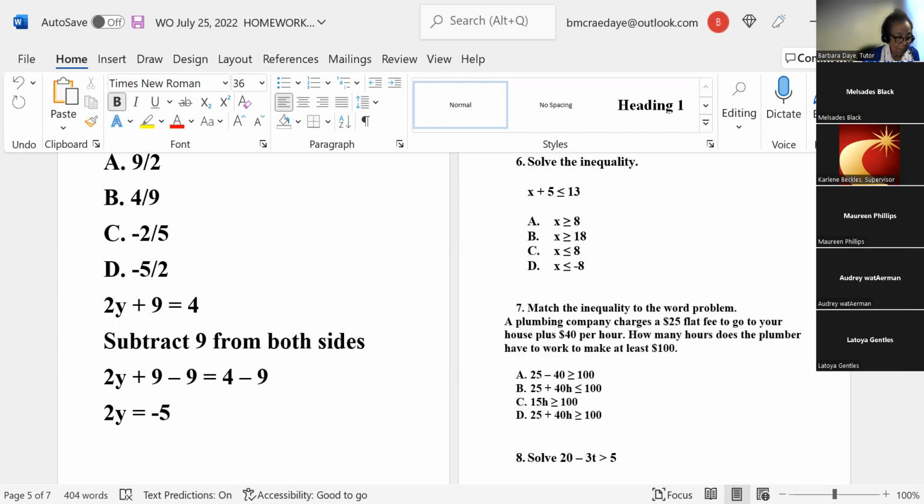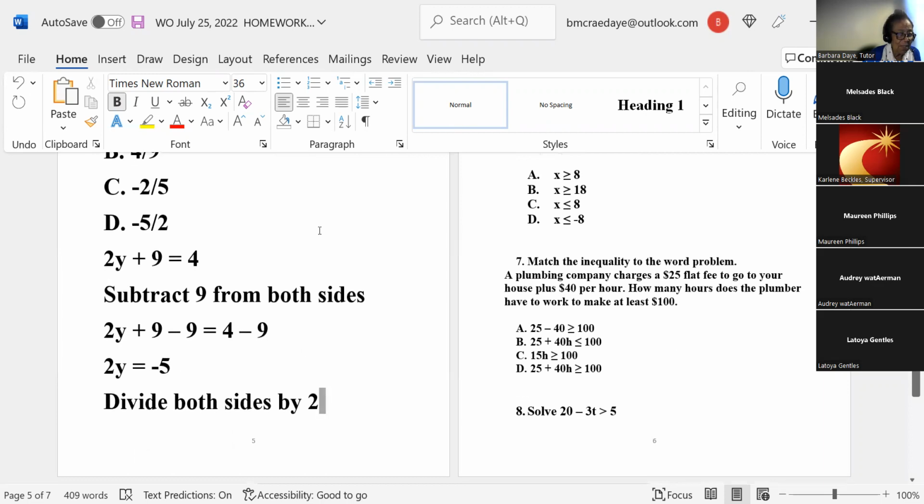The 2. Oh boy. Divide both sides by what? By the 5. No. You want just y over here, Mercedes. So what do you divide by to just get y by itself? 2, that's right. Divide both sides by 2. And what would be the answer, Mercedes?